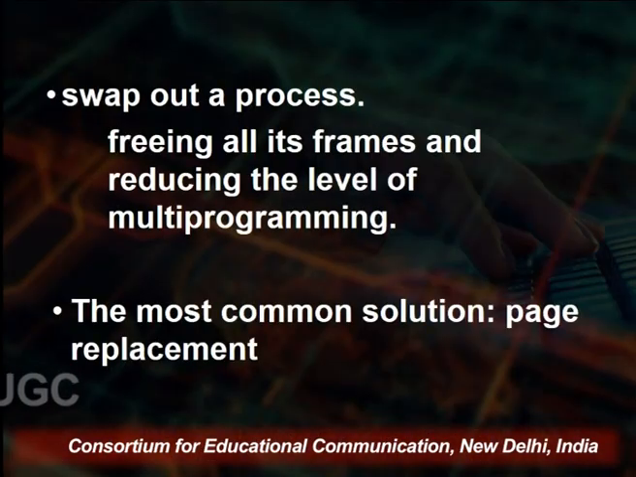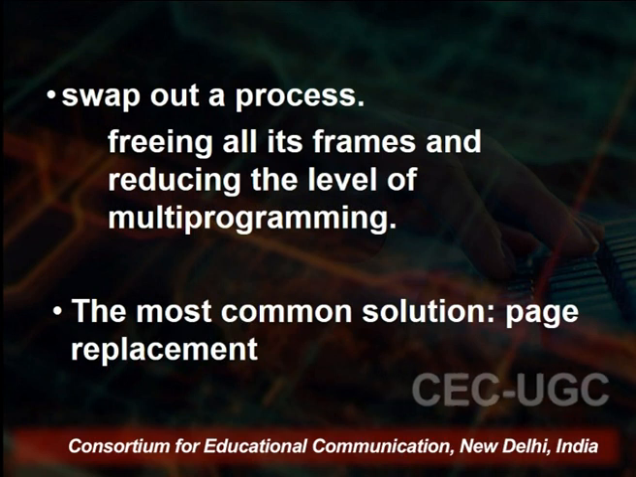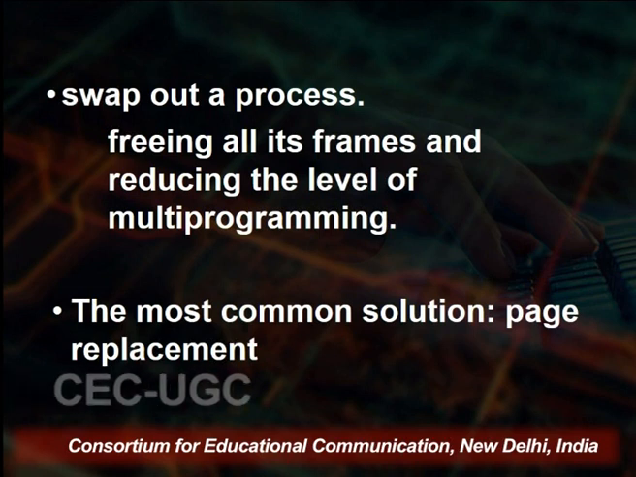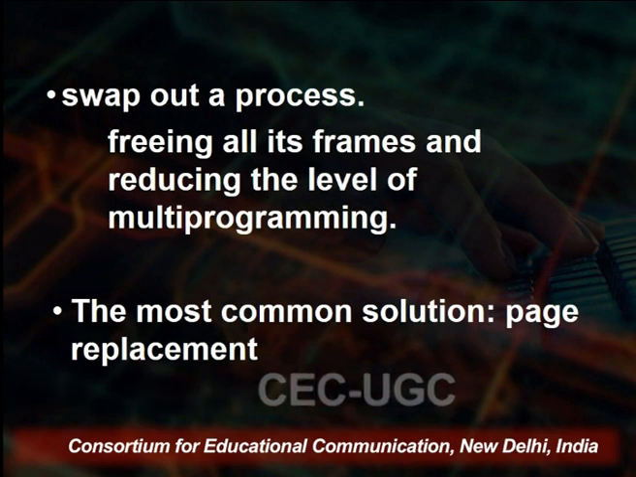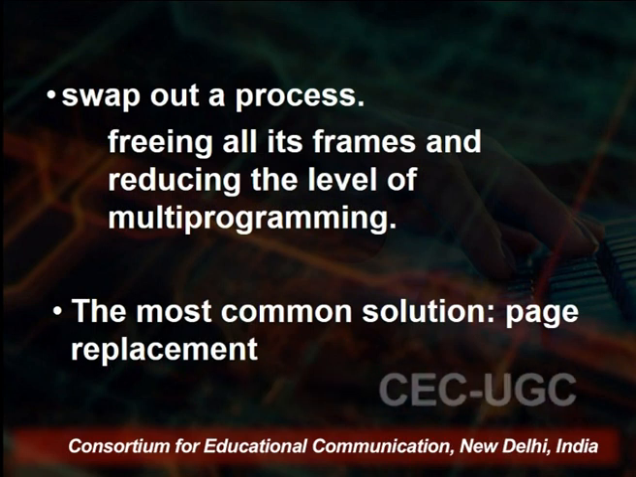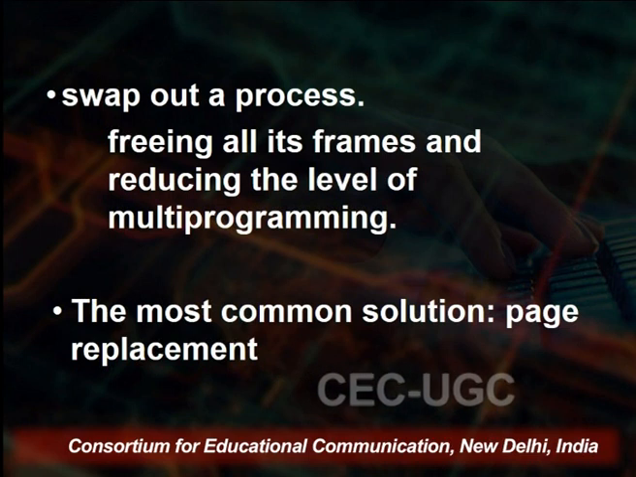Then another idea is swapping out the whole process. That means freeing all its frames and reducing the level of multi-programming, so as to make sure that some other processes are not going to generate page faults. Say there were 10 processes going on, so the degree of multi-programming was 10, and now it will be reduced to 9. So again that is also not a very appreciable idea.